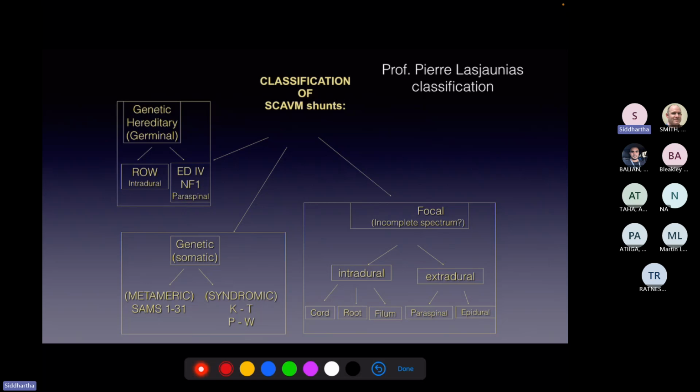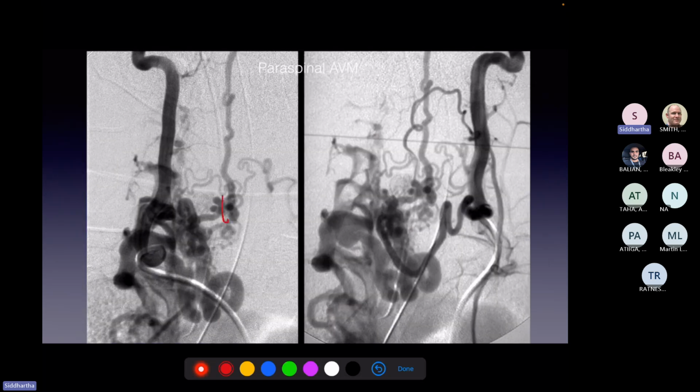Now, this is a paraspinal AVM where you can see both the vertebral arteries have been injected, and it shows a right-sided paravertebral AVM. The venous drainage is congesting the spinal cord veins, and you can see the midline spinal cord vein going up. So this is a left vertebral injection, and that's a right vertebral injection, and the AVM is located in this location here.